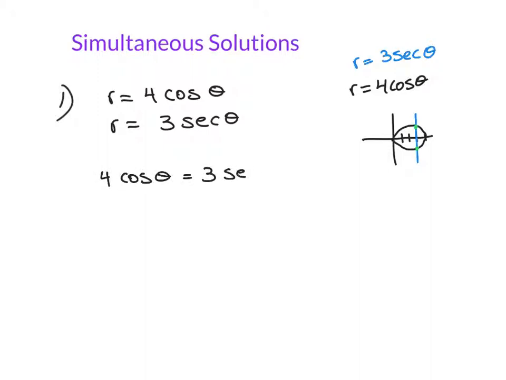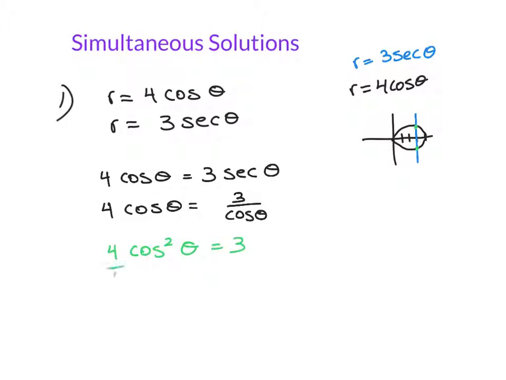So this is a trig equation, so I need to end up with one trig function so I can actually solve this. So instead of secant, I can write 1 over cosine theta, so it's going to be 3 over cosine theta. Now multiply by cosine theta, so you'll get 4 cosine squared theta equals 3. Then divide by 4. Then square root, so you'll get cosine theta is equal to plus or minus square root of 3 over 2. And this is going to be the pi over 6 family.